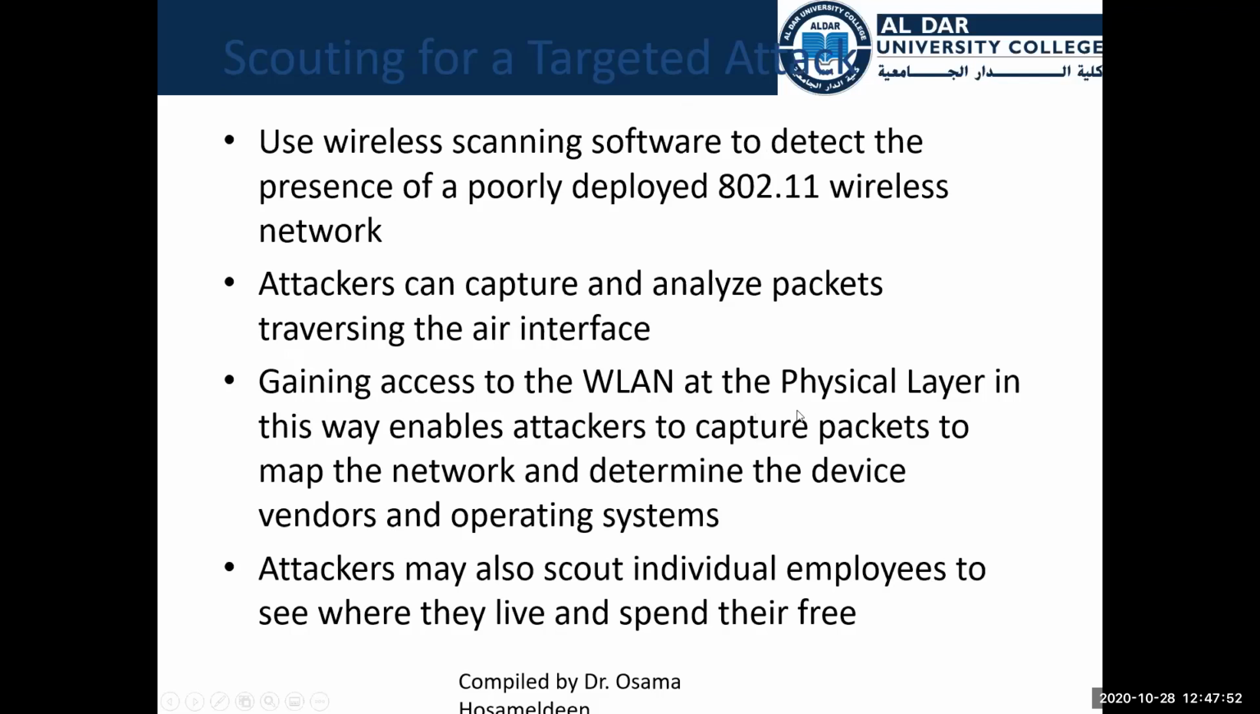Gaining access to the WLAN at the physical layer in this way enables attackers to capture packets, map the network, and determine the devices, vendors, and the operating system. Of course, if somebody gets access to your WLAN, he's going to use software that can even draw a map of all of the devices inside your wired network. So he's gaining access to your wired network. He's going to know the names of the devices, the operating systems installed and their versions. The versions are important because he's going to use an attack specific to that version or that operating system. So he's going to scout, then discover the operating system and versions, and then start the attack.